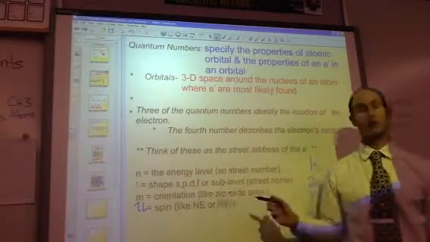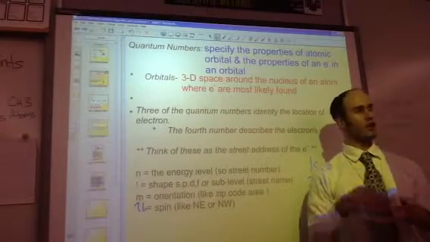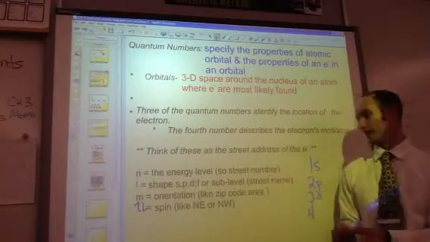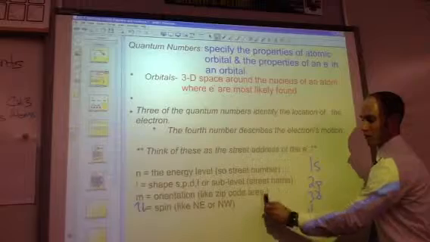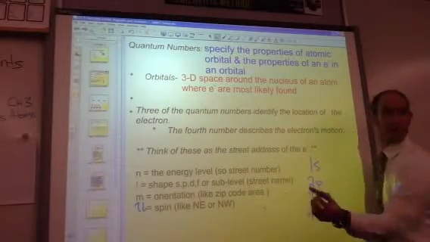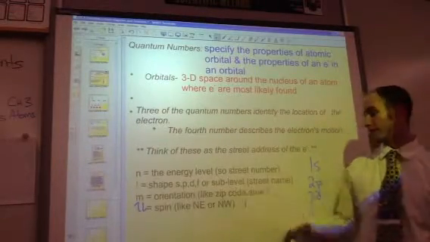The orientation is like your zip code. So what area in space? You have to start thinking 3-dimensionally. Am I dealing with something that's horizontal, vertical, or is it coming in and out? That's your orientation, like the zip code.